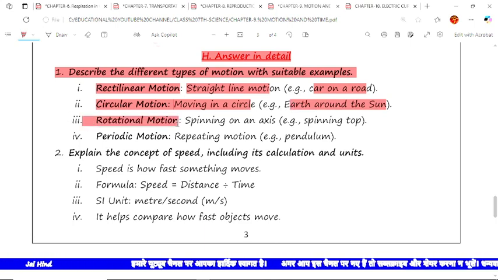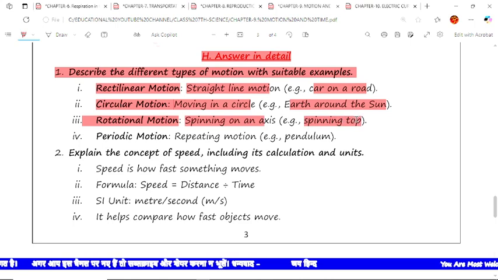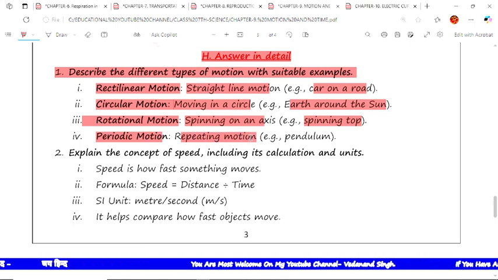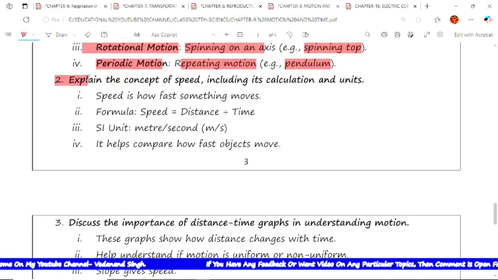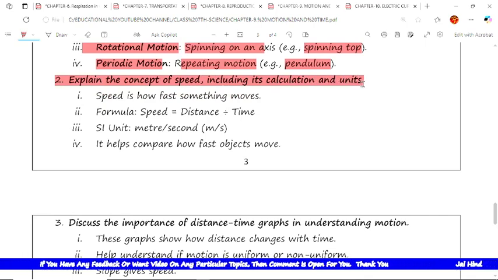Now rotational motion is spinning on an axis. Spinning tops are an example of rotational motion. Next is periodic motion, repeating motion. The example is a pendulum. The next question is: explain the concept of speed, including the calculation and units.